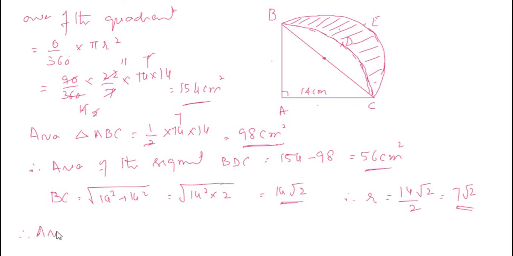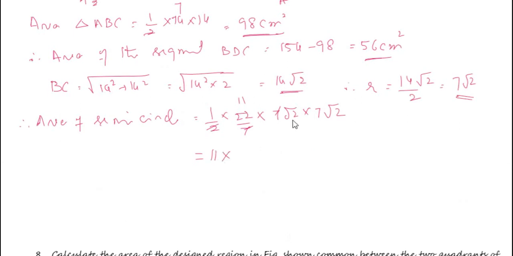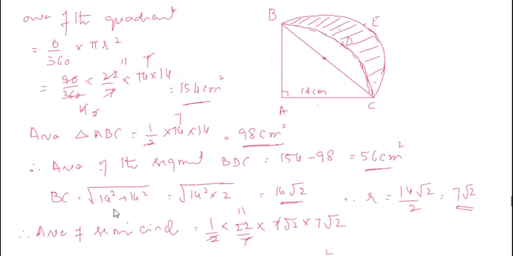Therefore area of semicircle is equal to half into pi is 22 divided by 7 into r square, that is 7 root 2 into 7 root 2. 7 cancel out each other. Here 2 11 times. 11 into root 2 into root 2 is 2 into 7, 14. So this is 154 centimeter square. This is the area of the semicircle. So area of the semicircle is 154 centimeter square.